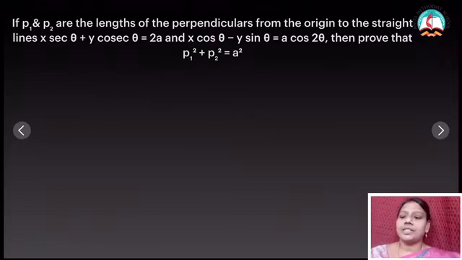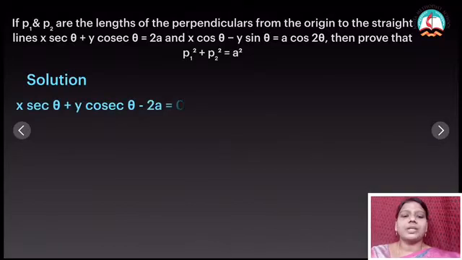For that, first we are going to take the first equation, x secant theta plus y cosecant theta minus 2a is equal to 0. I just bring this 2a to this side, because if I bring it to this side, it will be easy for me to substitute in the equation. The point is given as the origin, so we take 0, 0.